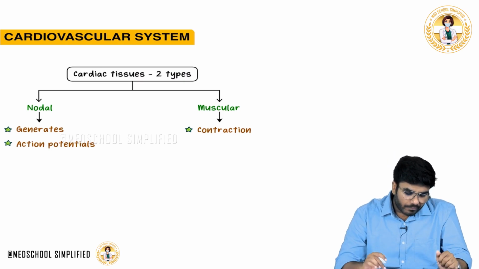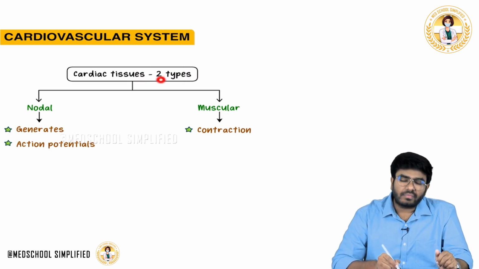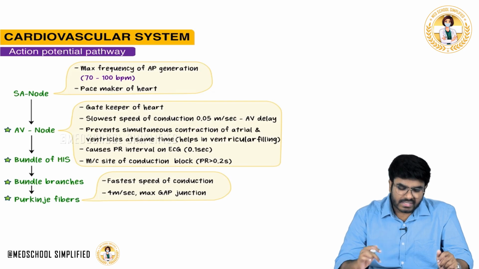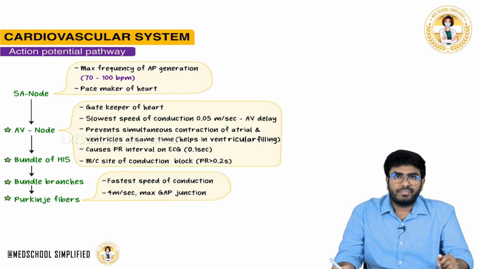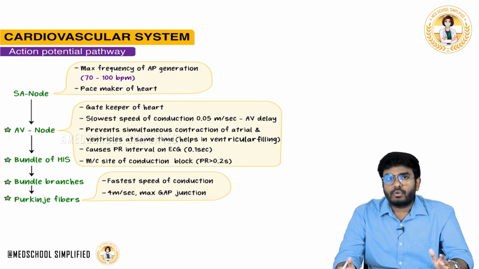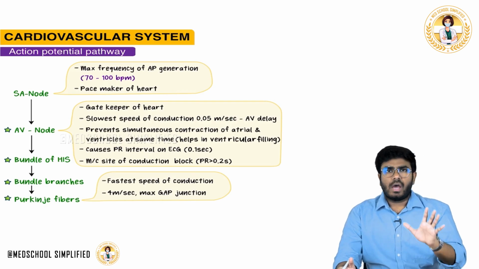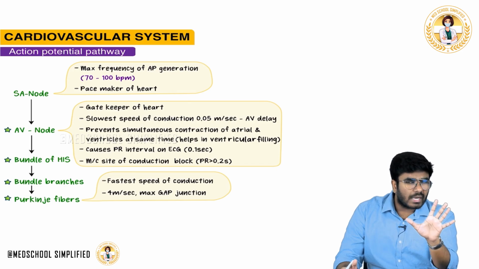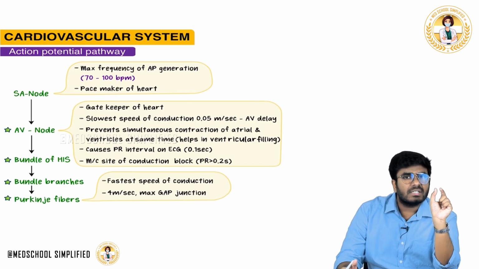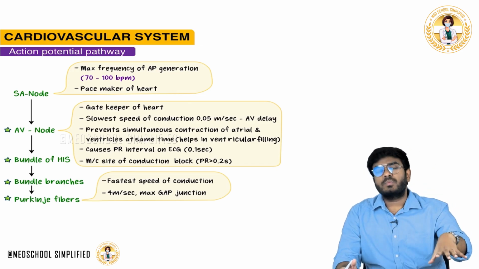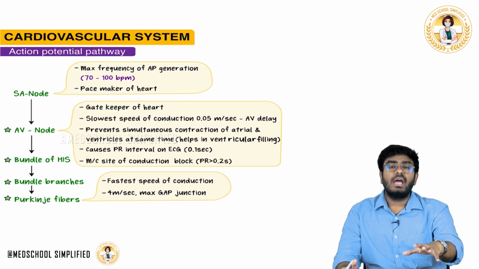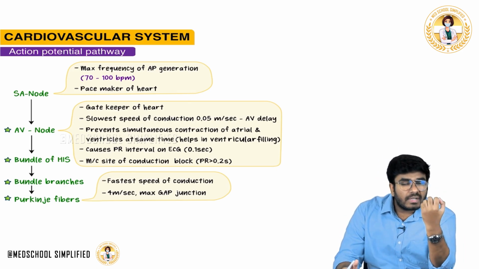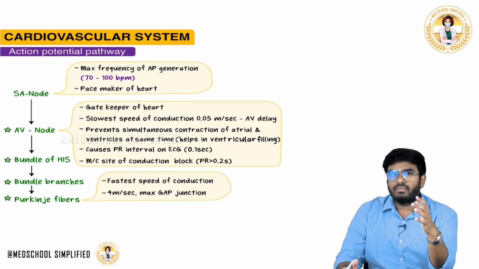Now, after seeing the two basic types of tissues in the heart, let's see the action potential pathway. The basic thing I want you to know is where the action potential is going to start, where it is going to stay for a certain amount of time, how this action potential is going to spread to the ventricles, and how ventricular systole and contraction of the heart will happen. That we will see now.